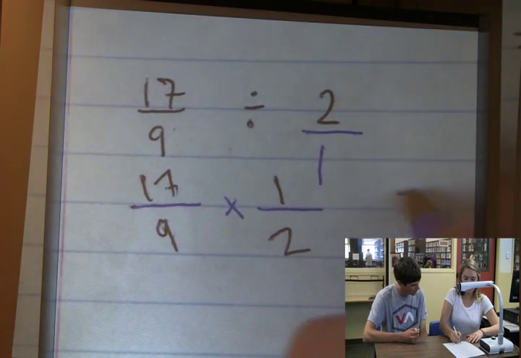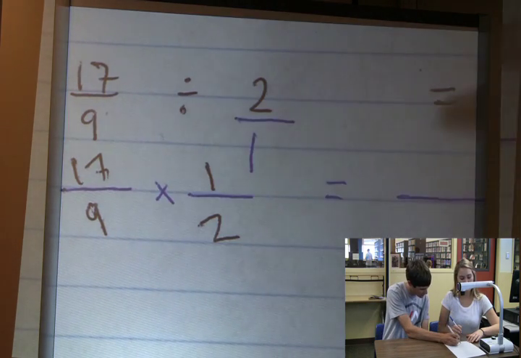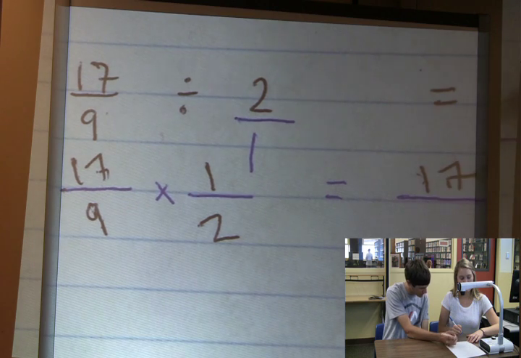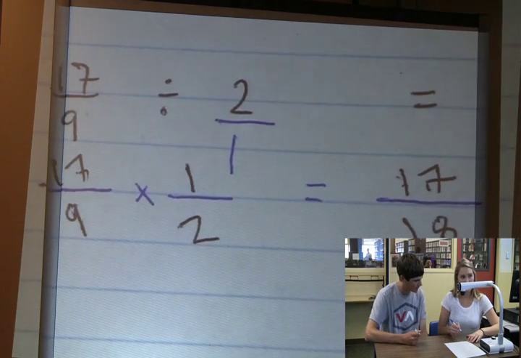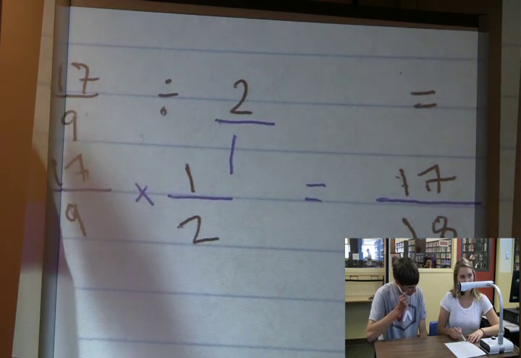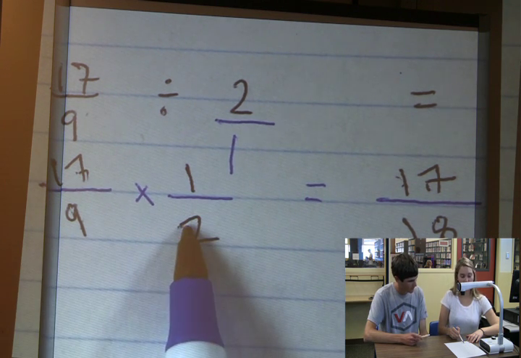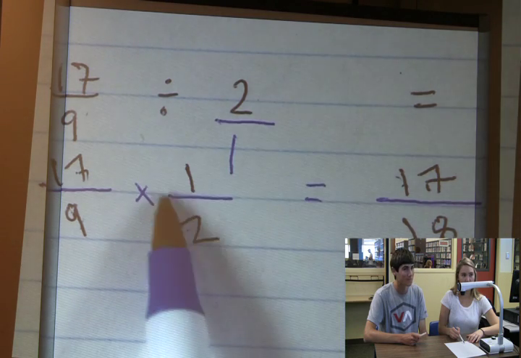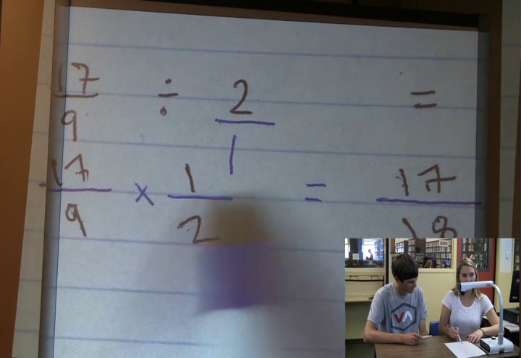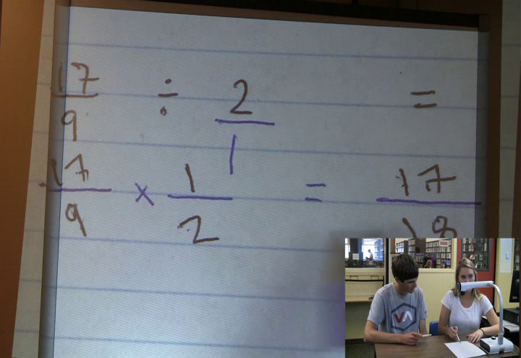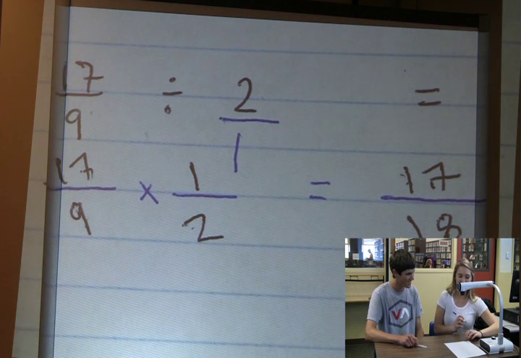Exactly. And then if you were going to multiply that out, what would you end up getting? So 17 times 1 would just be 17. Right? And 9 times 2 would be 18. Exactly. So what we did is we said 17 over 9 stays the same, and then we changed this to a multiplication problem, and the reciprocal of 2 is 1 over 2. And then we multiplied it out. 17 times 1 is 17, and 9 times 2 is 18. Cool? Yep. Okay. That makes sense now.